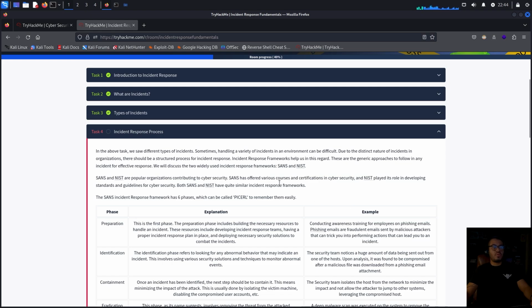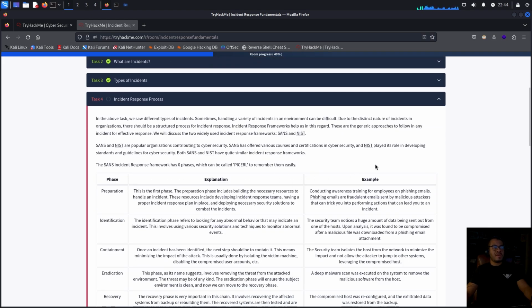We will discuss the two widely used incident response frameworks, SANS and NIST. SANS and NIST are popular organizations contributing to cybersecurity. SANS has offered various courses and certifications in cybersecurity, and NIST played its role in developing standards and guidelines for cybersecurity. Both SANS and NIST have quite similar incident response frameworks.